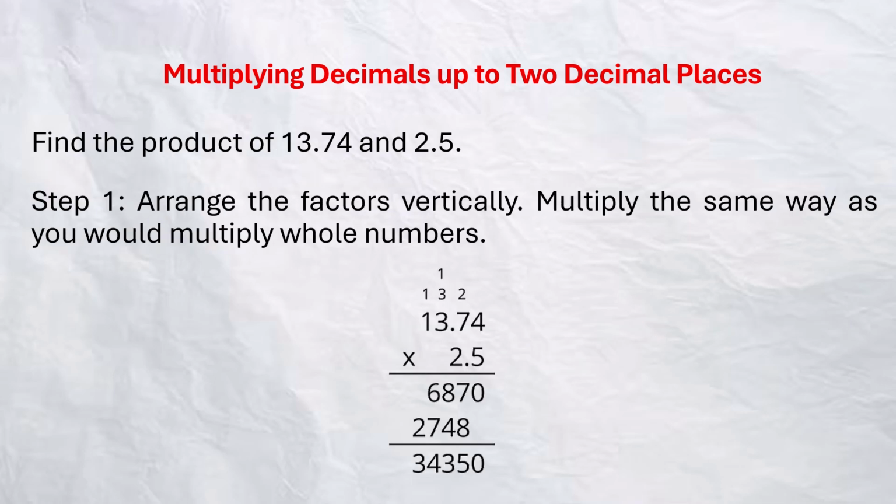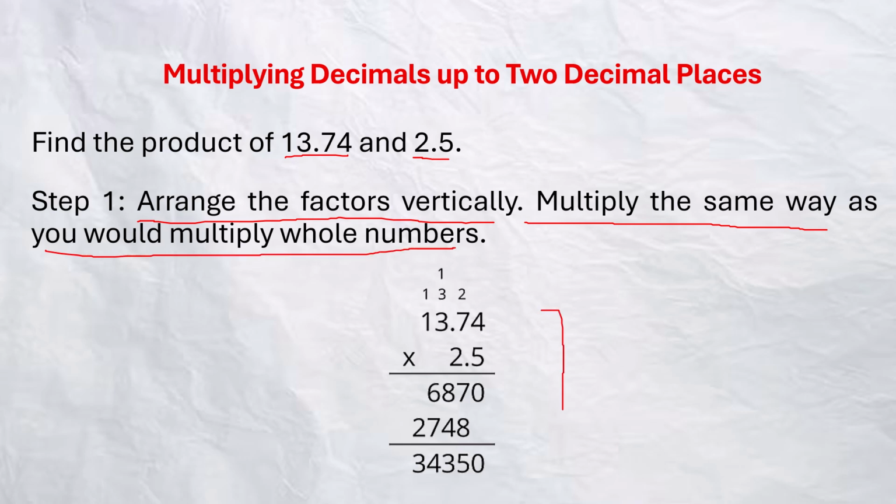Let us have another example. Find the product of 13.74 and 2.5. So again, the step 1 is you need to arrange the factors vertically. Multiply the same way as you would multiply whole numbers. So we have this arrangement. So 13.74 times 2.5. We begin by the digit 5.